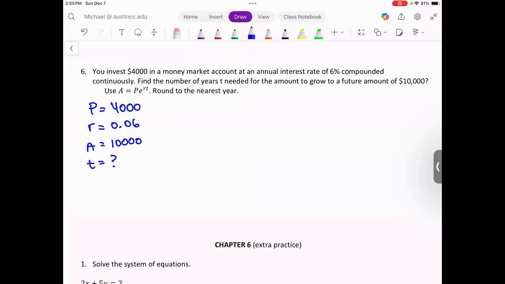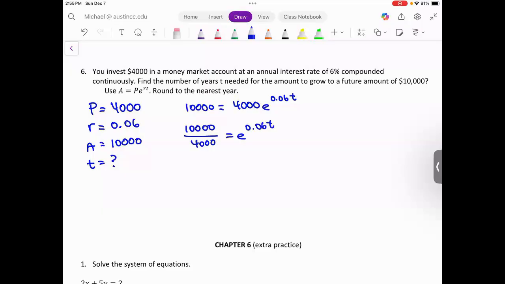So using our equation, A equals P e to the rt, fill in what we know. That gives us 10,000 equals 4,000 e to the rt. And now we want to solve for t. Okay, so divide each side by 4,000. It's going to be e to the 0.06t.